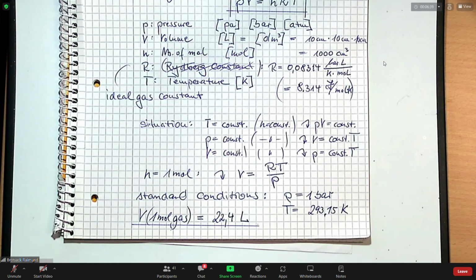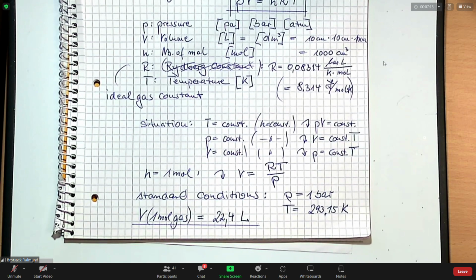And this does not depend on which type of gas we have. It could be water molecules, CO2, hydrogen, carbon monoxide, or methane molecules, totally the same, because the volume of the molecule itself is very, very small compared to the 1 liter box. Pressure is important, temperature is important, but for 1 mole of gas, 22.4 liter volume is needed in standard conditions.